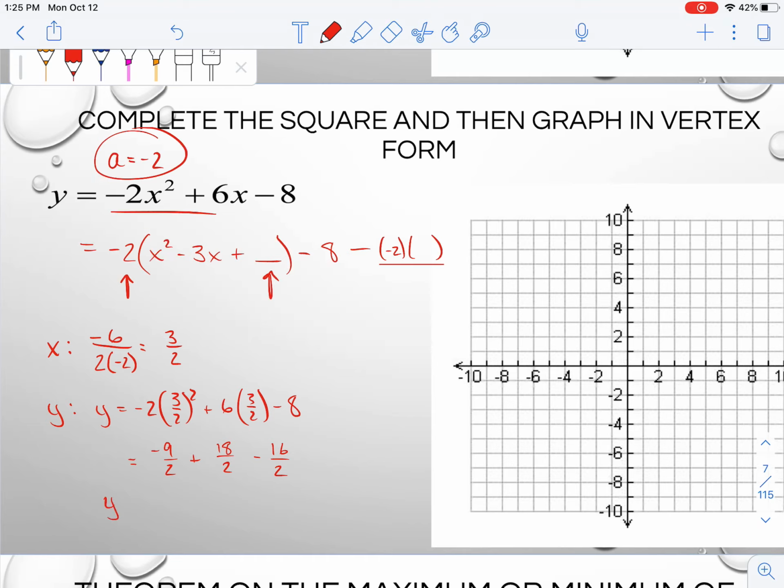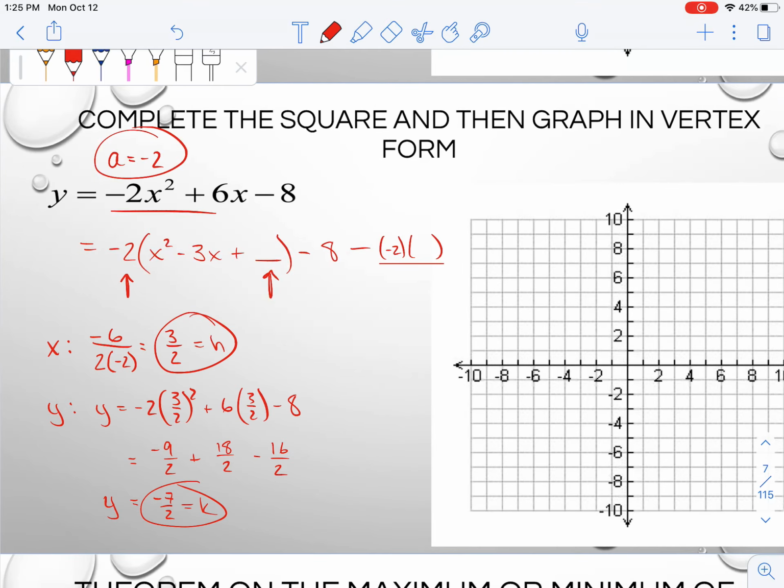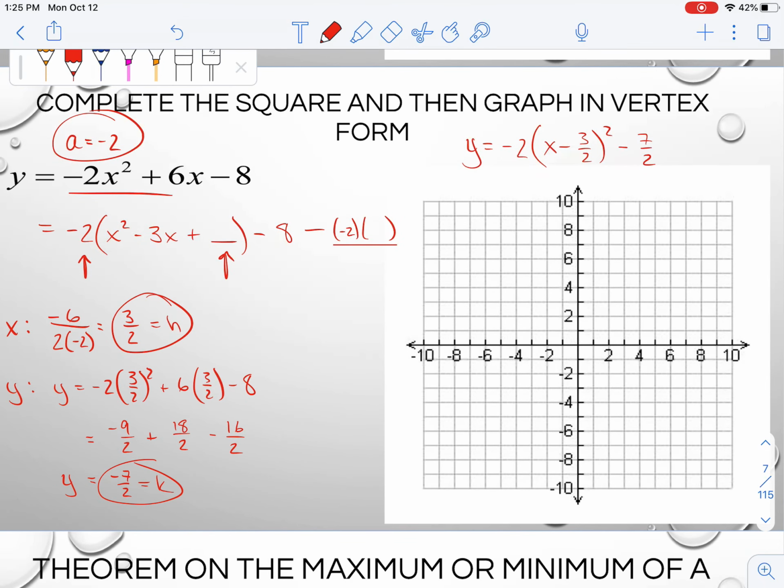Right? So when I combine like terms here then, I'm going to get a y value that is going to be, let's see, -7/2. So I now know h, I know k, and I already knew a from above. So my equation here then is going to end up being y equals -2 times x minus 3/2 squared minus 7/2. So I'm going to end up with a graph at +3/2, so 1.5, and -3.5. So I'm going to be right here with an a value of -2.